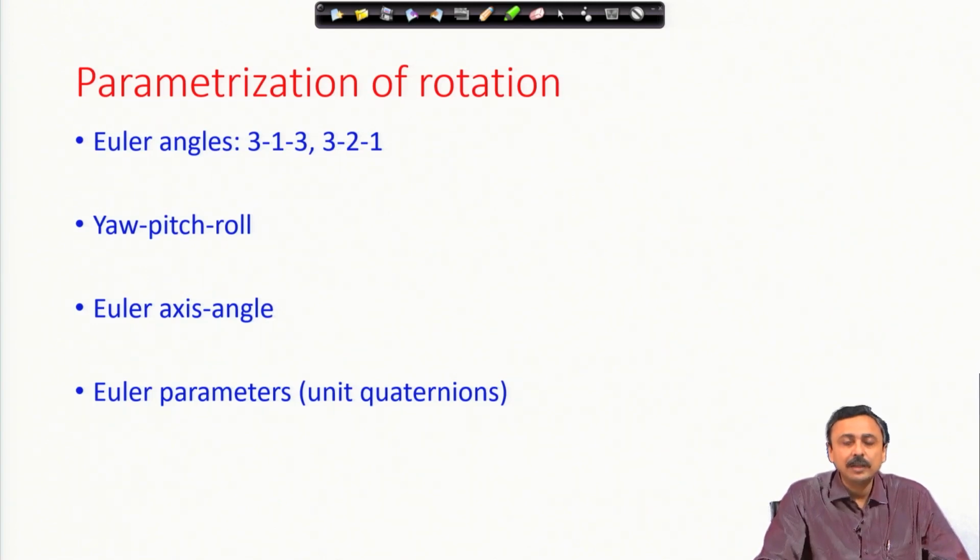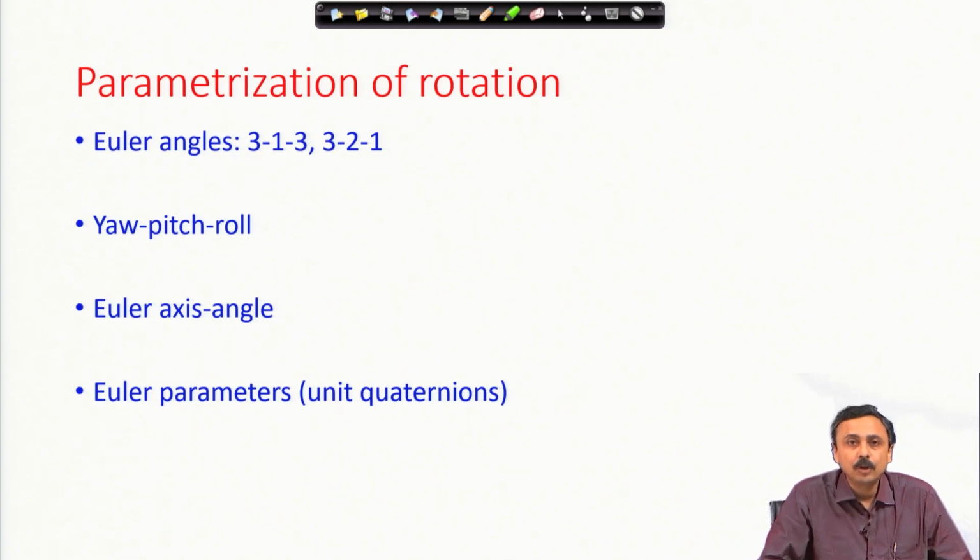Similarly, we can use Euler angles. 313 means first rotation is about z, second rotation is about the new x, and the third rotation is about the new z. So every time, successive rotations are about the new axis. 313 means z axis, new x axis, new z axis. So what should be 321? First rotation is about 3, which is z, second rotation is about the new y, third rotation is about the new x. That means first rotation is about z0, second rotation is about y1, third rotation is about x2. We have already looked at yaw pitch roll, that also is a parametrization. We will look at Euler axis angle parametrization and Euler parameters, which are also known as unit quaternions.